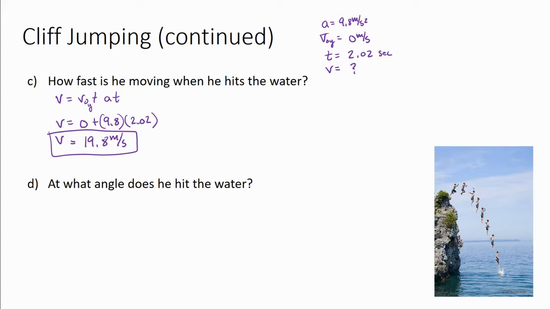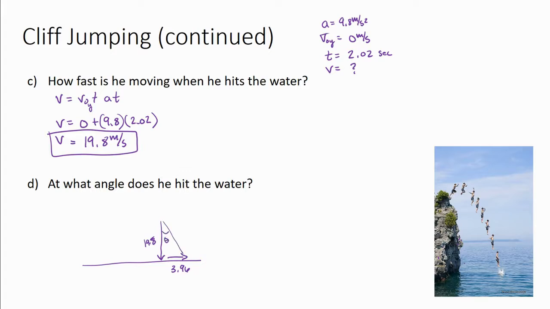So it says at what angle does it strike the water? Okay, so let's just draw a picture here. Here's the water. I got a vertical velocity of 19.8. I have a horizontal velocity of 3.96. So the question is, what is the angle?